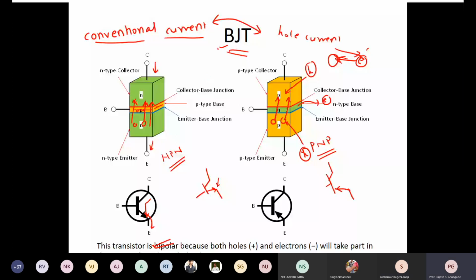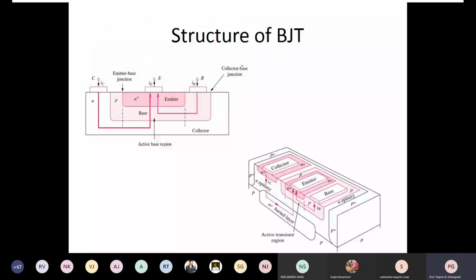Yes, sir. All right, let us proceed. This is the structure of the BJT. Don't get overwhelmed by the structure and all that. This is just information for you to understand how the transistor is really made.